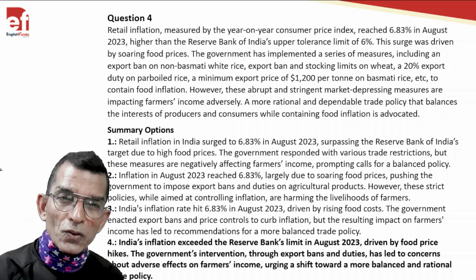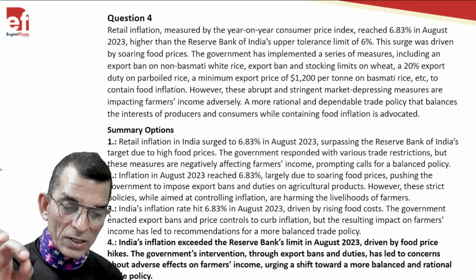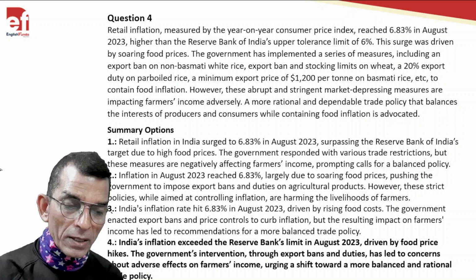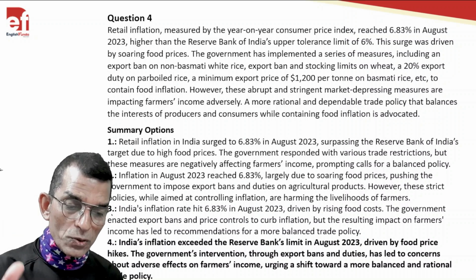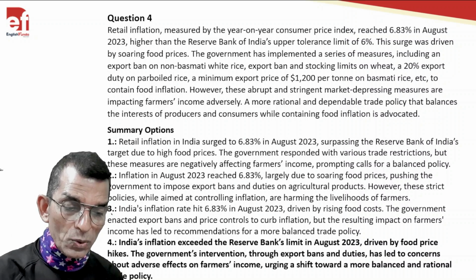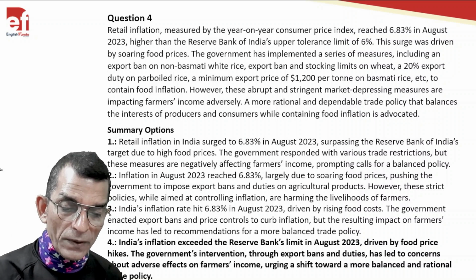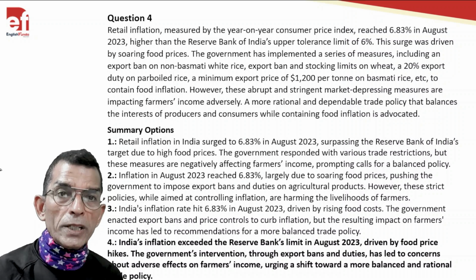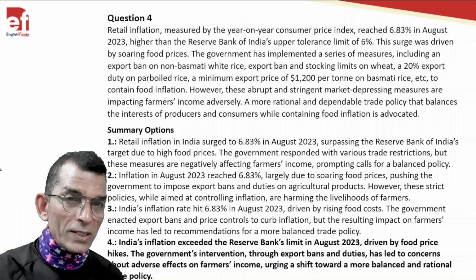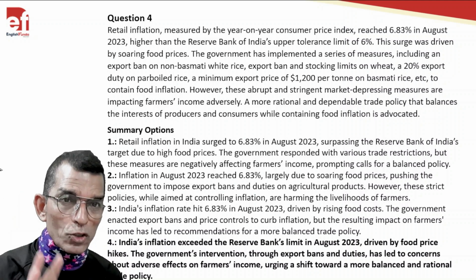The correct answer is fourth. Okay, see, India's inflation exceeded the Reserve Bank's limit in August 2023, driven by food price hikes. The government's intervention through export bans and duties has led to concerns about adverse effects on farmers' income, urging a shift toward a more balanced and rational trade policy. These are the points that are there in the passage also.